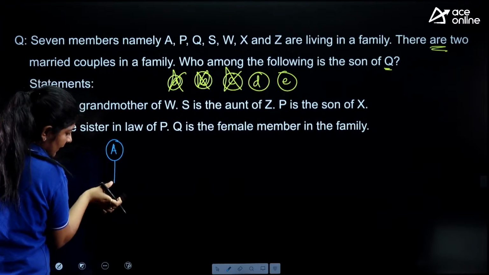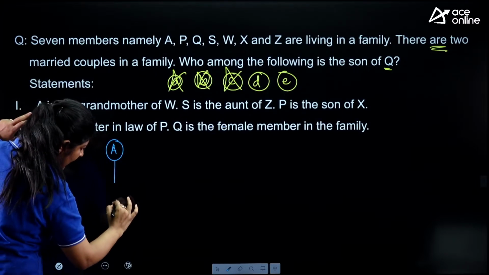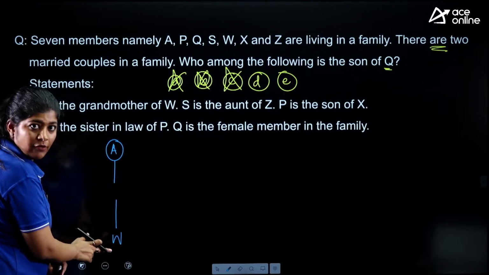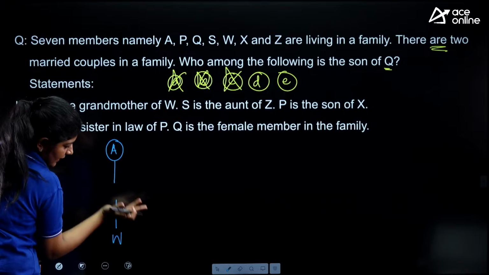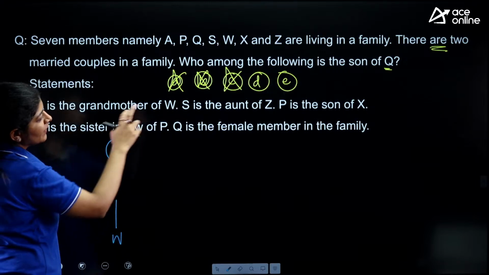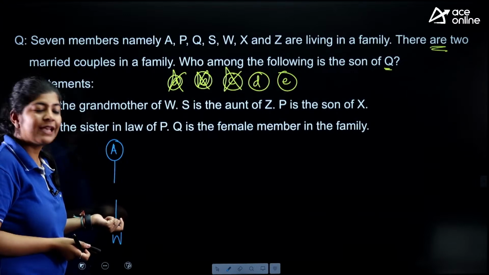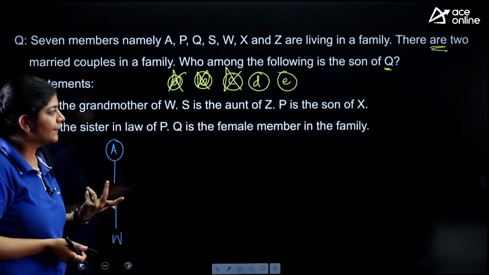A is a grandmother. Here we are having one more generation, and after that we are having W. A is a grandmother of W. First generation, second generation and the third generation, right? S is an aunt of Z. But where will we need to put S and where do we need to put Z, right?